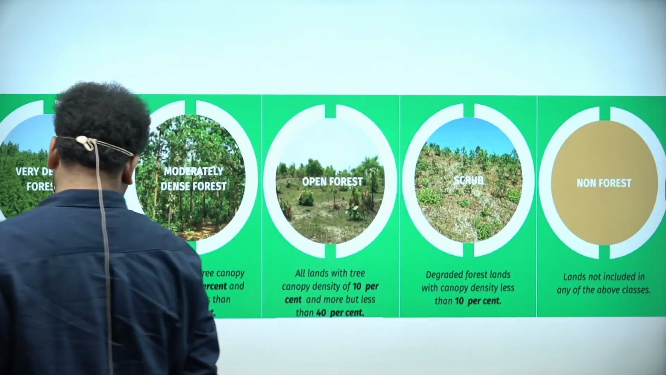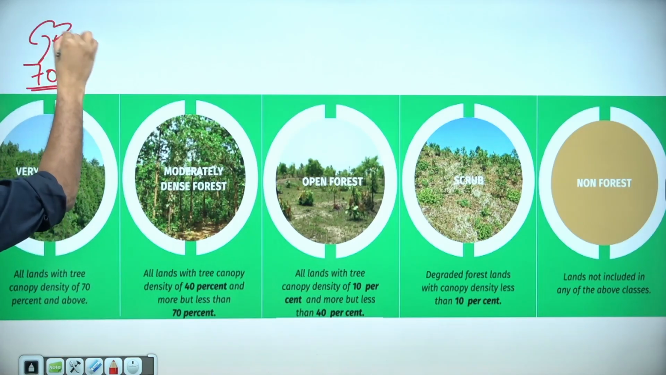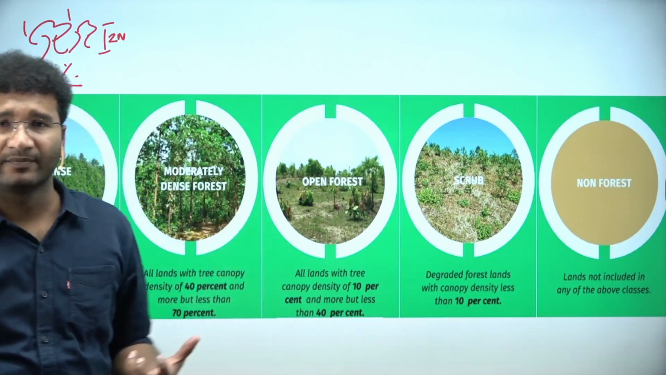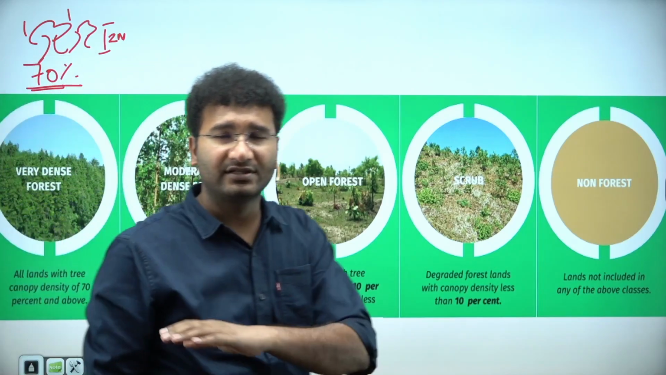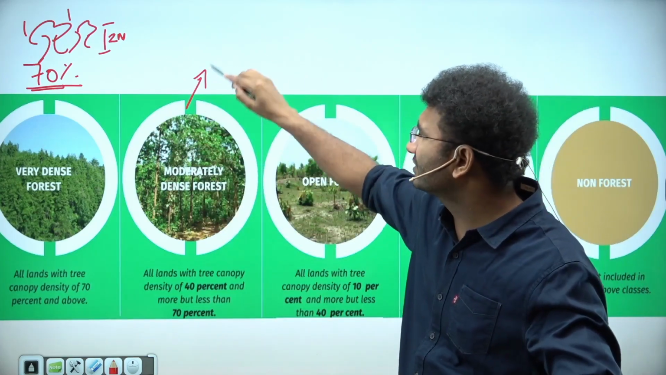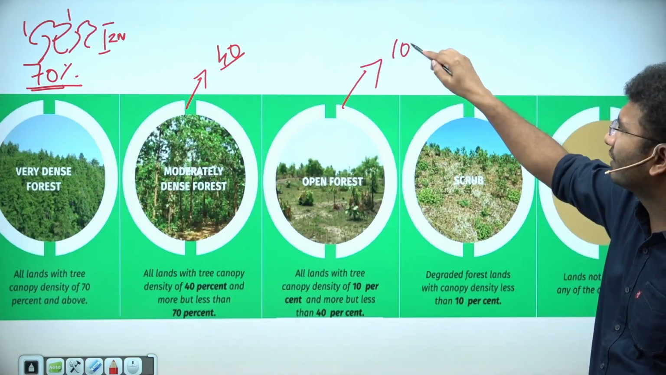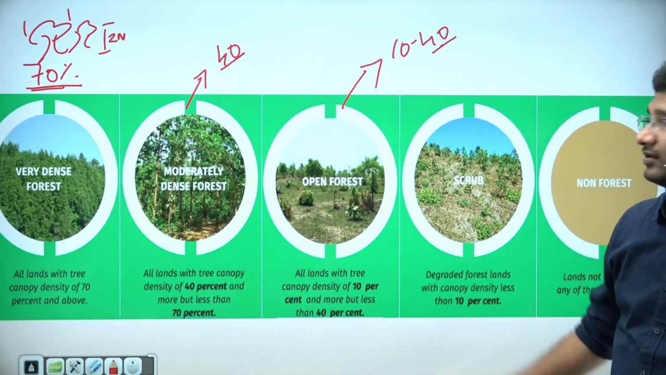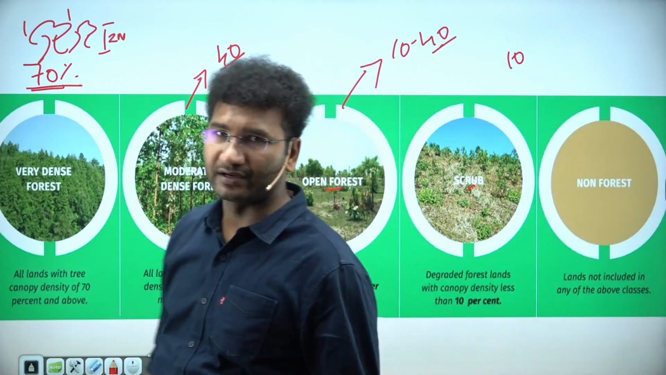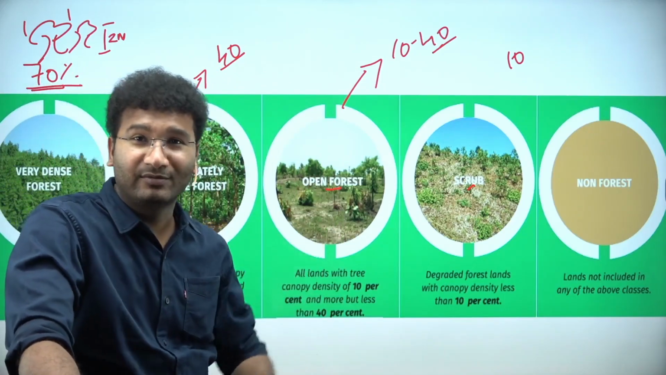So let me again tell you: if 70% of the total area is covered with trees or canopy cover with a height of more than 2 meters and a width of 6 meters, this is called your tree. And if 70% of the area is covered with this canopy cover, it is called a very dense forest. Then moderately dense forest is between 40 and 70. Likewise, 10 to 40 is considered your open forest. Scrub forest is less than 10%. So this is how the forests are divided, right? So a private land can be a very dense forest, a government land can be a very dense forest.